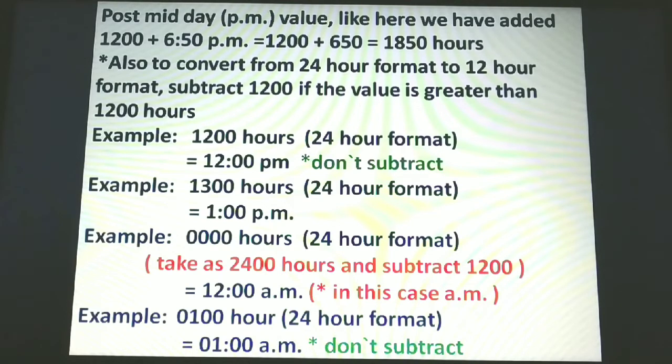Third, 0000 hours in the 24-hour format. Now here you have to be careful. Instead of taking 0000, you take it as 2400 hours and subtract 1200. But add AM. So it becomes 12 AM. Next, 0100 hour in the 24-hour format. Here also you don't have to subtract. It is directly 1 AM.